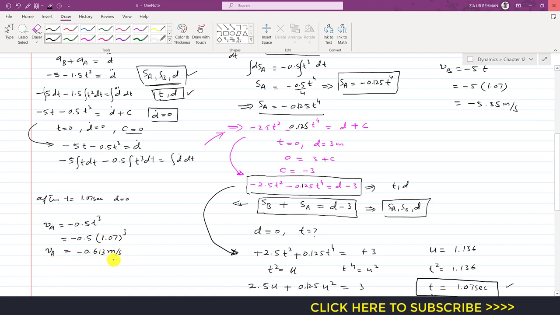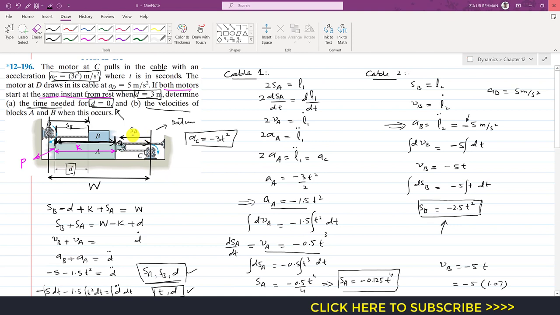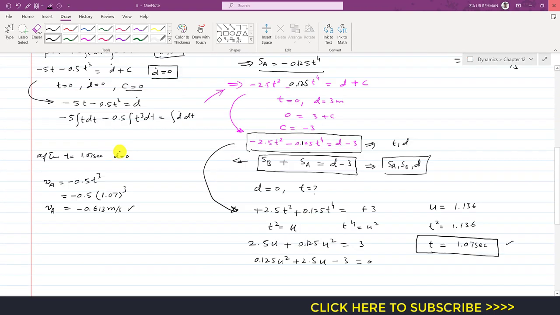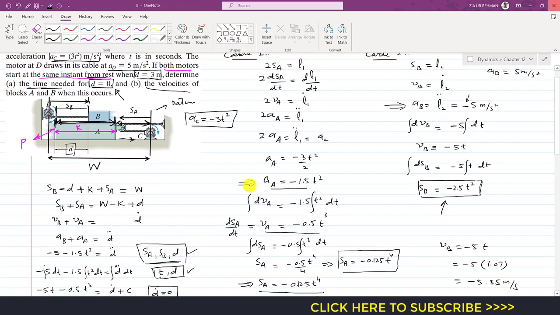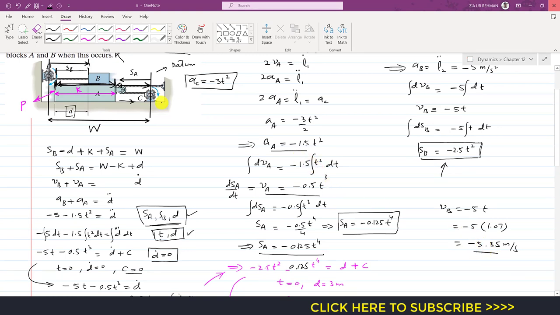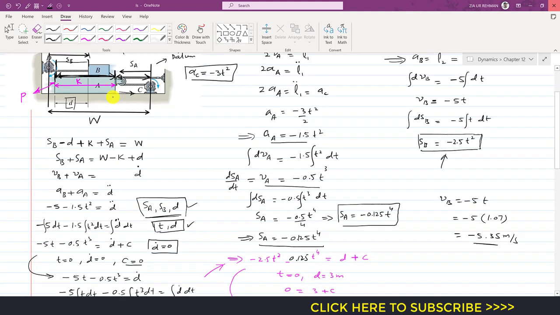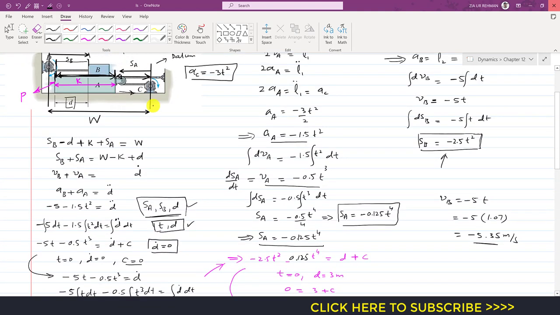VA is minus 0.613 meter per second. The positive sense of motion of block A is towards the left, so the minus 0.613 velocity means that block A will move towards the right, right? And minus 5.35 meter per second velocity means that block B will move towards the left in the negative sense. So both the blocks will move in the negative sense. The velocity of block B is minus 5.35 meter per second, the velocity of block A is minus 0.613 meter per second, and the time both of these blocks will take to have D equals 0 is 1.07 seconds, right?